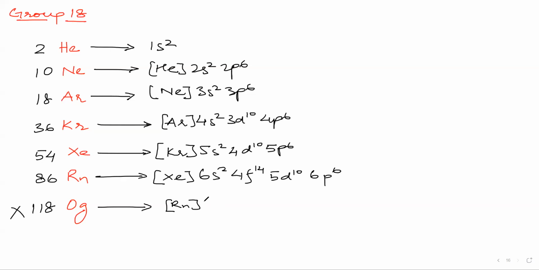Rn. Then you will have 7s2. After 7s2, you will have 5f14, then 6d10. After 6d10, you will have 7p6. These two are radioactive. Okay, what are non-metals?